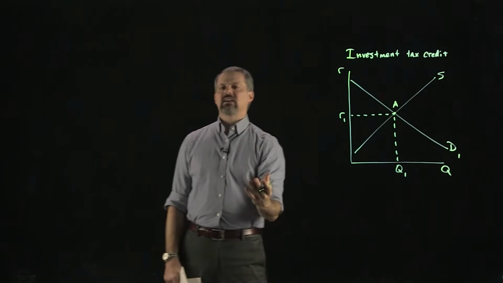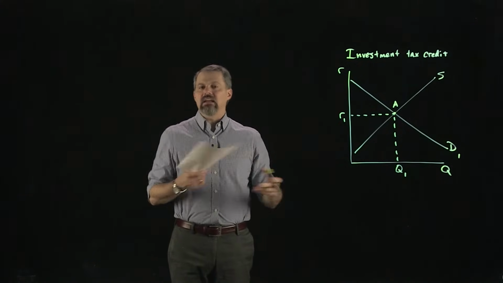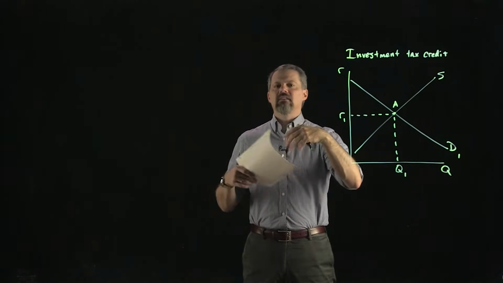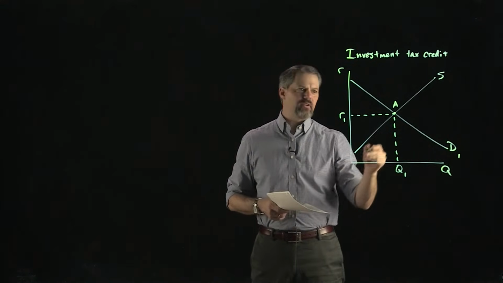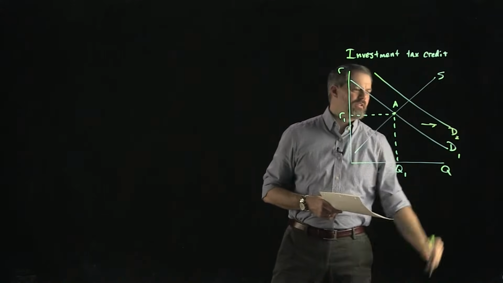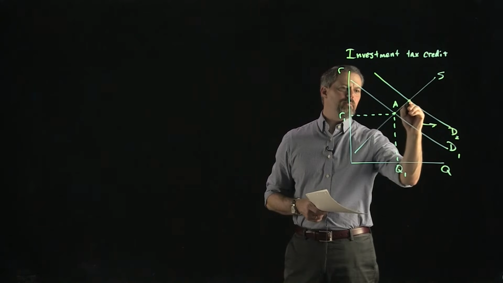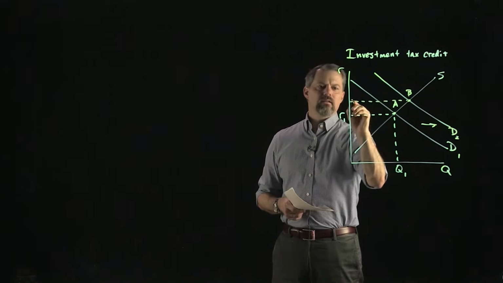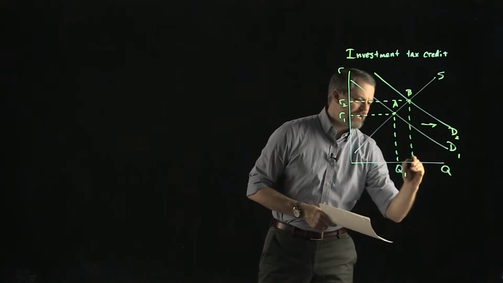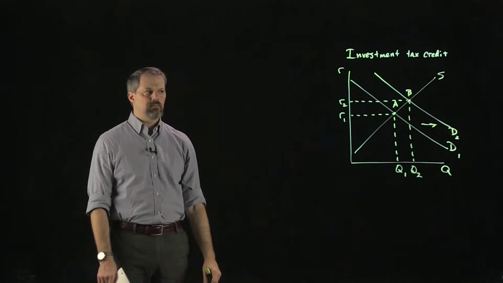Maybe it's a new investment tax credit, or maybe they enhance the investment tax credit that's already there. We could think about taking it away. But let's suppose that we have an increase in the investment tax credit. Well, that's going to increase the demand for loanable funds to D2. We get a new equilibrium up here at point B. That is going to end up resulting in a higher interest rate and a higher amount of saving and investment that takes place in the economy.